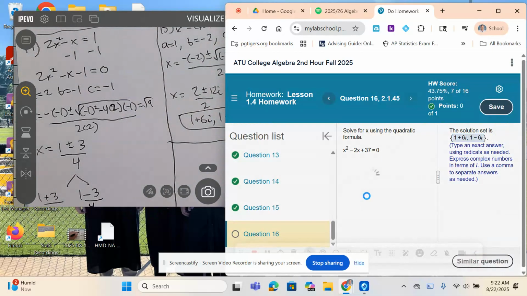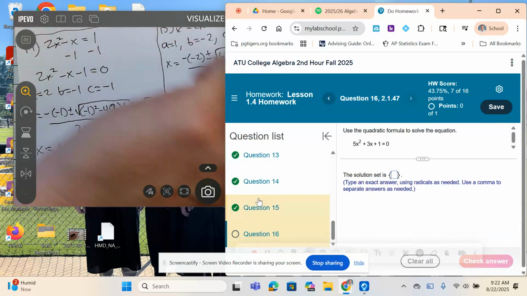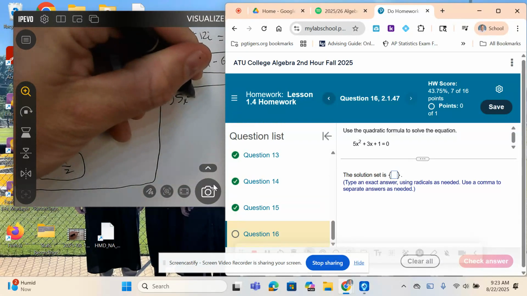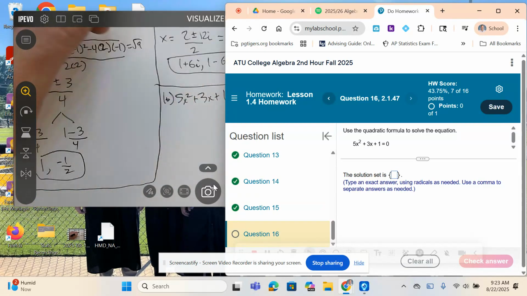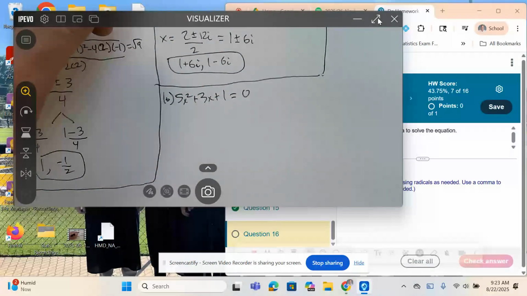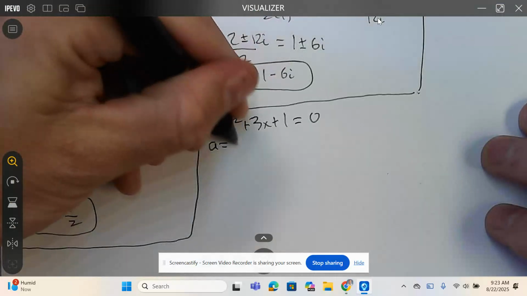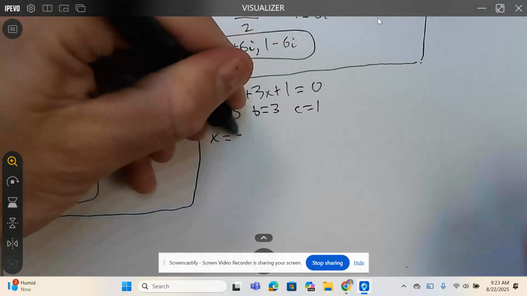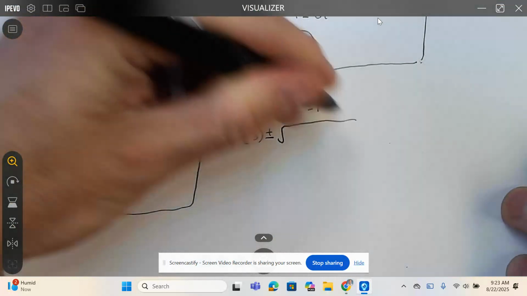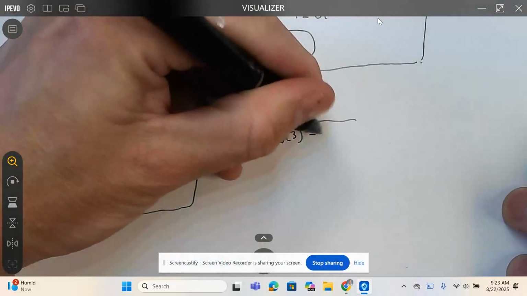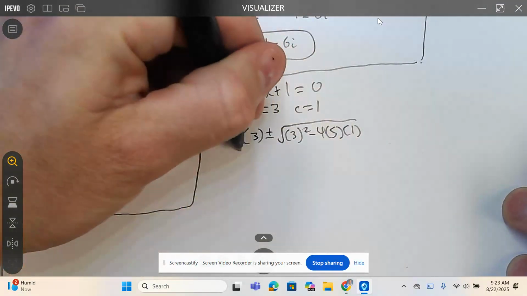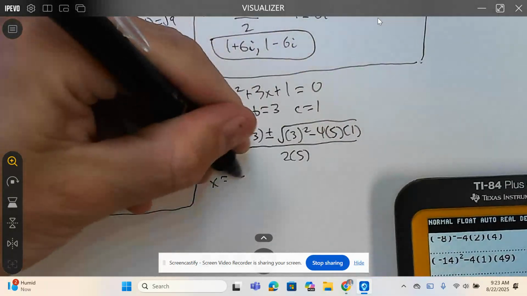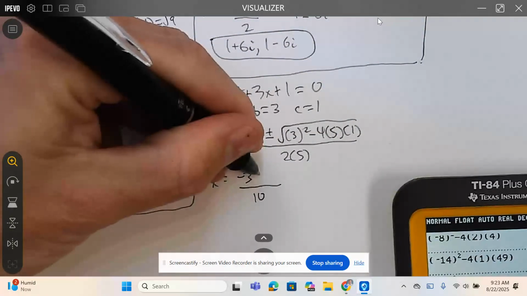Okay. All right, last one. 16, we have 5x squared plus 3x plus 1 equals 0. So a equals 5, b equals 3, c equals 1. So x equals -b plus or minus the square root of b squared minus 4ac all over 2a. Negative times 3 is -3. 2 times 5 is 10.